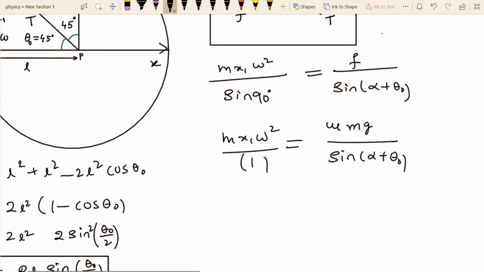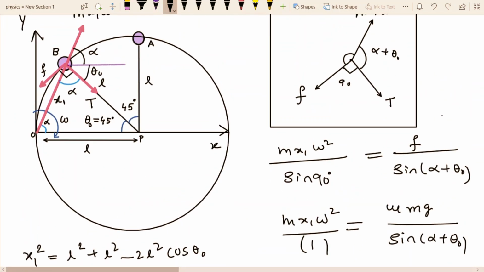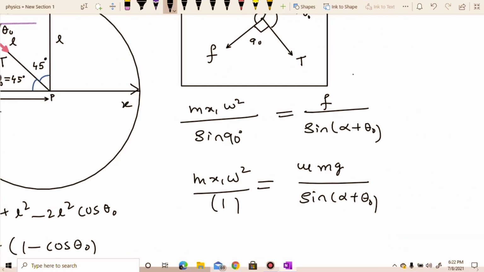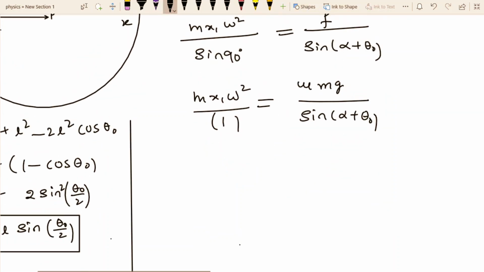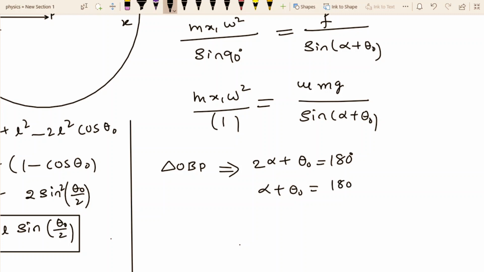But if you observe, we can write one point from the triangle OBP. OBP is an isosceles triangle, and the sum of all angles is 180. Just mentioning that point, so we can write for triangle OBP: 2 alpha plus theta naught is equal to 180, and alpha plus theta naught is 180 minus alpha. We can substitute it here, and instead of x1 we can directly write the value also.